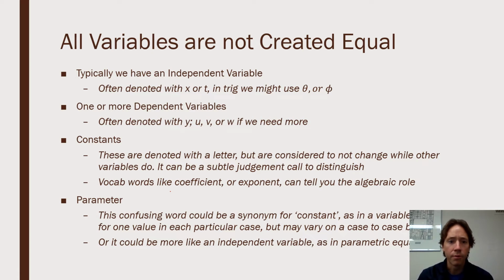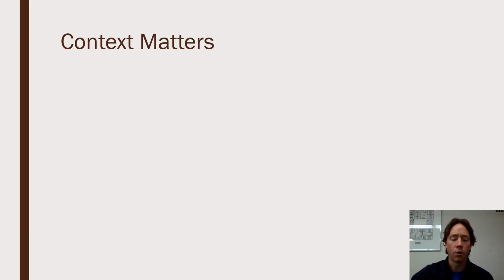Another vocab word you might see is parameter, and that might be synonymous with the word constant. It's a variable that could stand for different values in different possible cases, but it might also be an independent variable itself, if you remember parametric equations. Okay, so the context matters, but keeping those in mind, we can take derivatives.